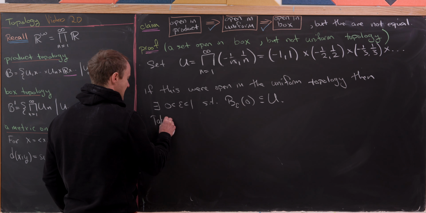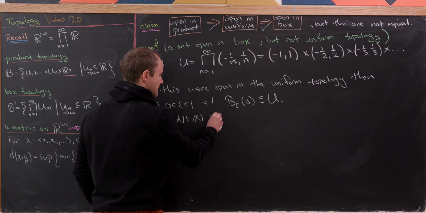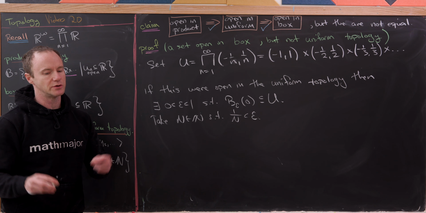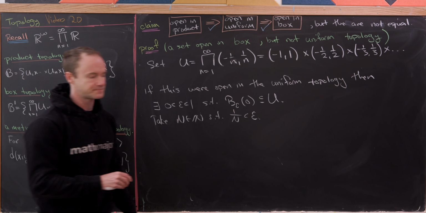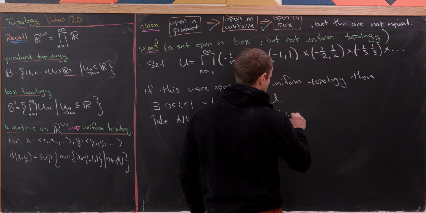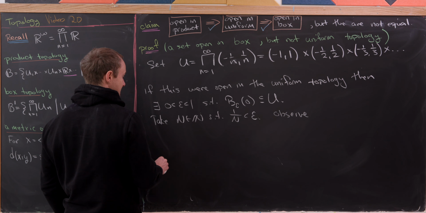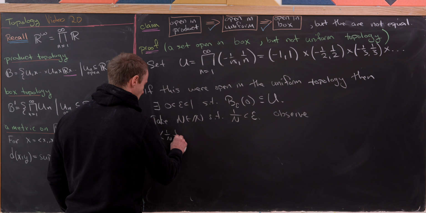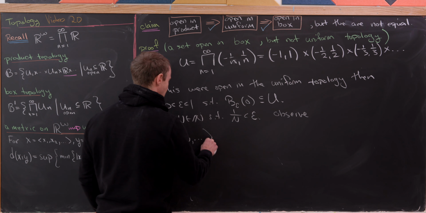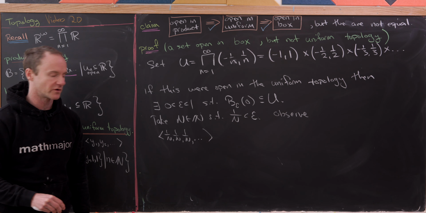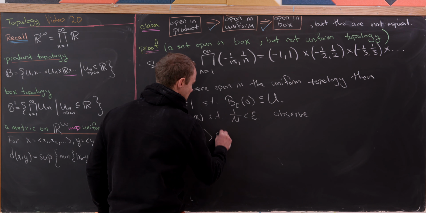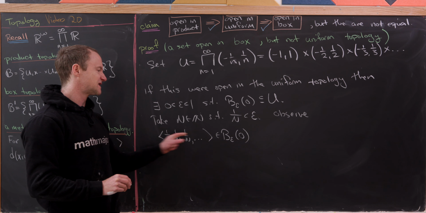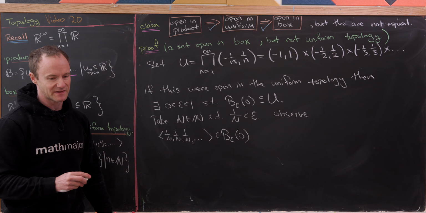So let's take a natural number capital N such that 1 over capital N is less than epsilon. This is something you always do, and we've done this tons of times already. And now let's observe the following. And that is that the element 1 over n, comma 1 over n, comma 1 over n, maybe like the constant sequence of just a bunch of 1 over n's, is pretty clearly in the ball of radius epsilon centered at 0, because you can find the distance between this and the origin and see that that is 0.